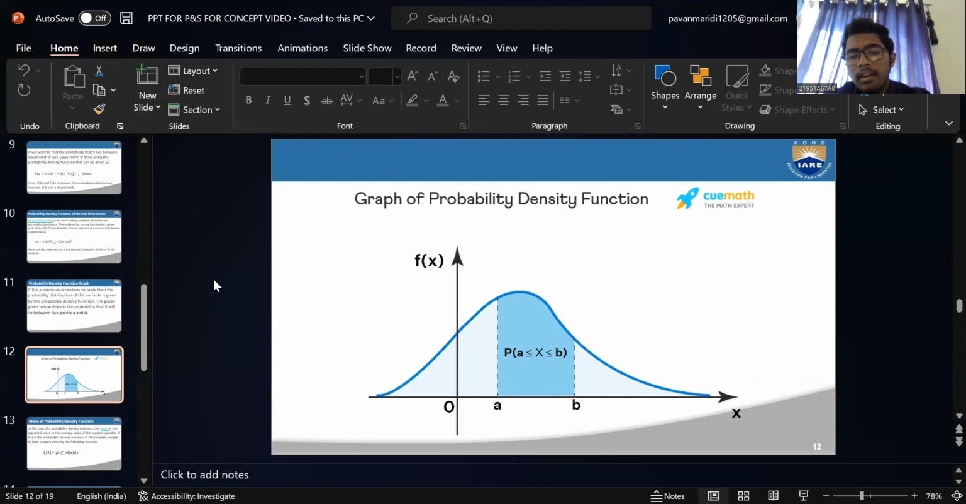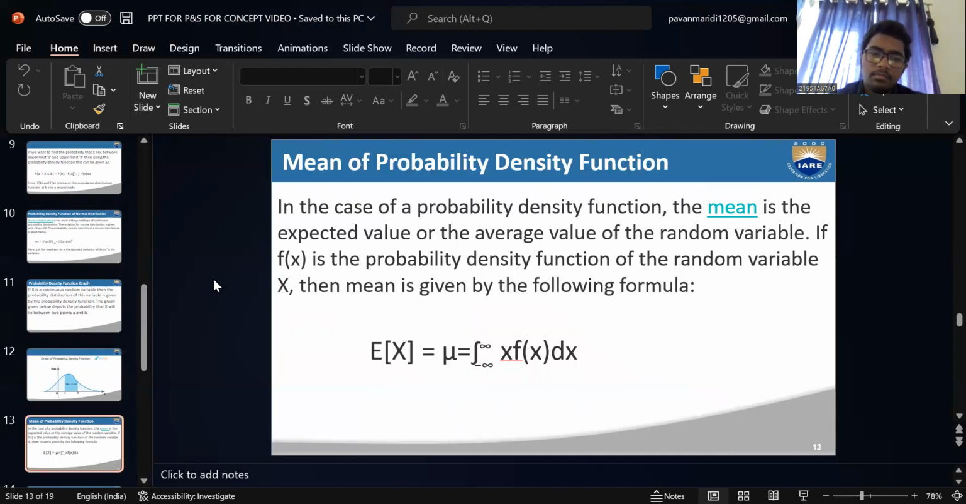Here, A and B are on the x-axis, on the positive side of x. So the graph is like a dumbbell. P of A less than or equal to x, x less than or equal to B, in between f of x and the x-axis to the origin O. This can be our graph. Okay. Next.